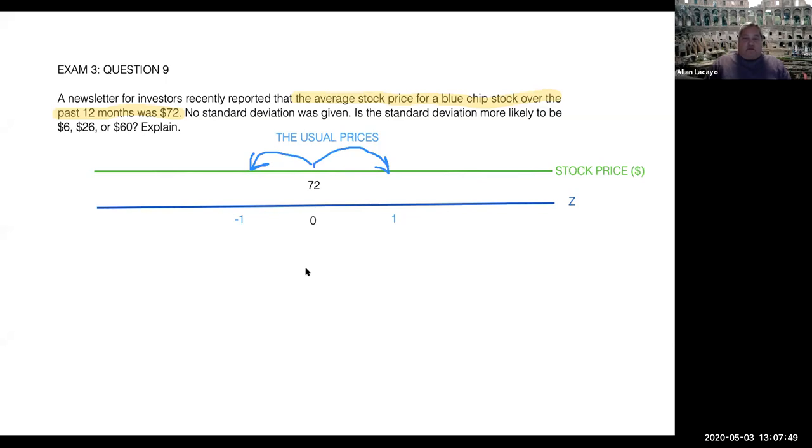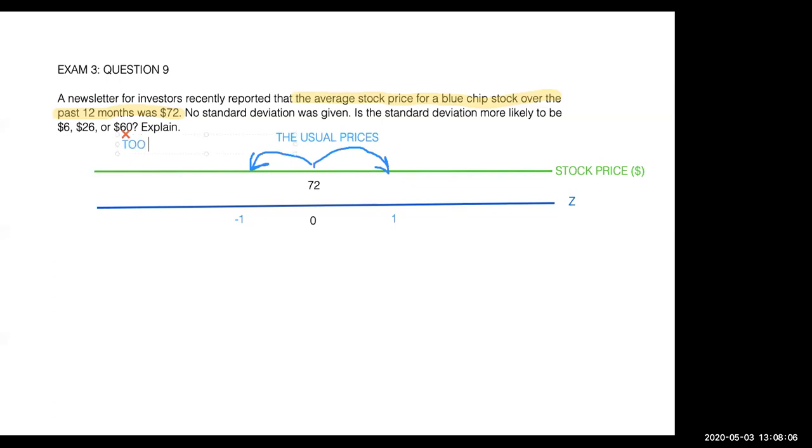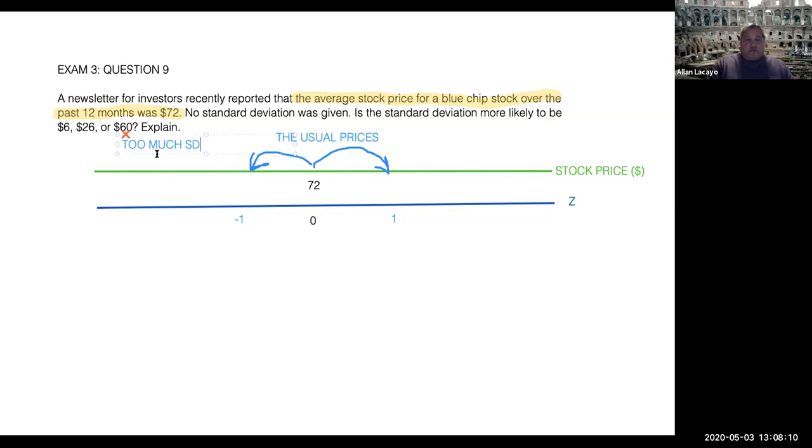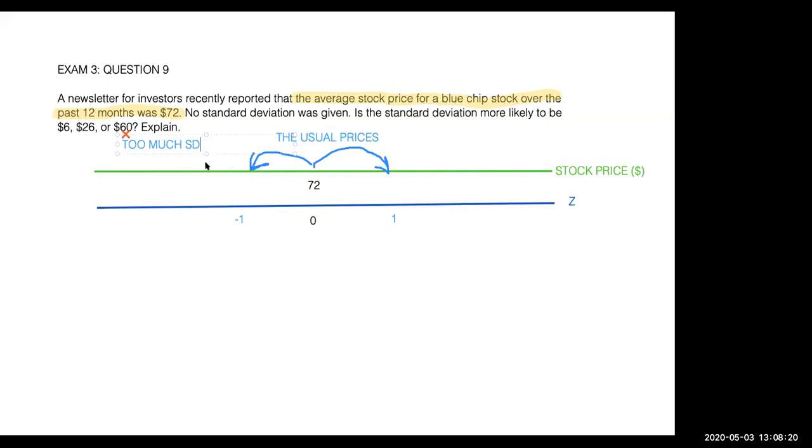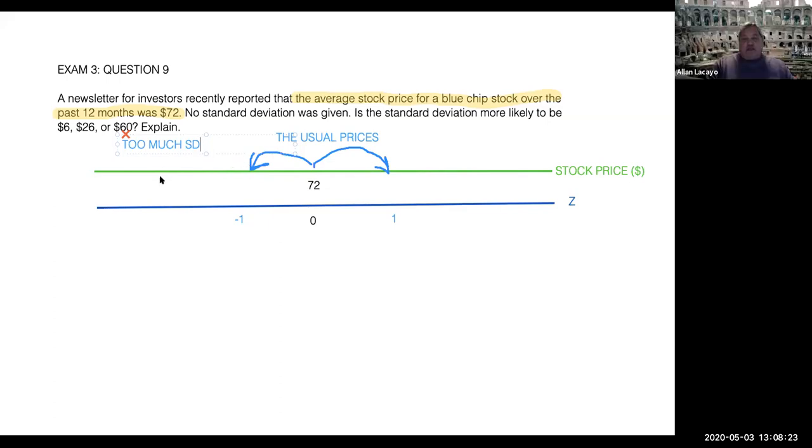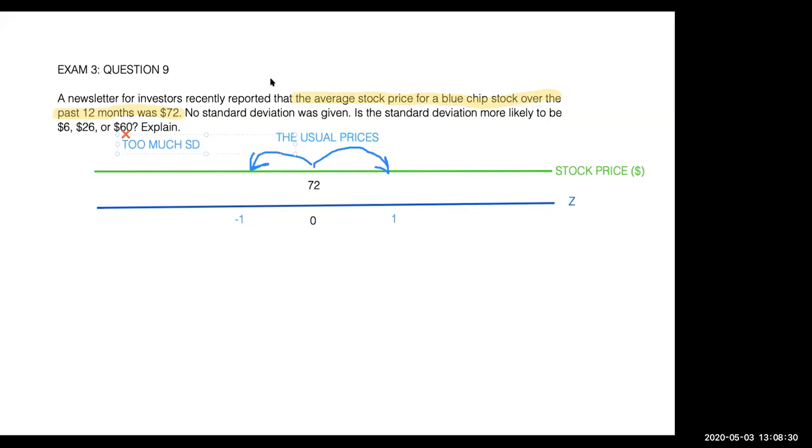Now, which of these three choices is more likely to be a standard deviation? I claim that just looking at the usual prices being one deviation, 60 can't be right because it's too big. Too much deviation. Because if 60 were the deviation, then this point here would be a 12. And then you would see a negative price really commonly, and it's impossible to see negative stock prices. Now it leaves us with a 50-50 chance between 6 and 26. Is 6 too little, or is 26 also too much?